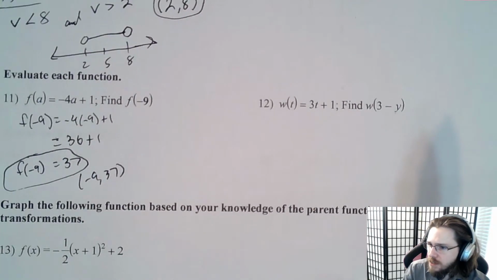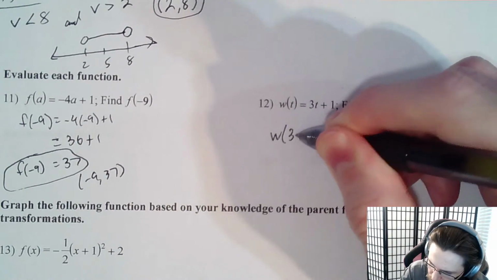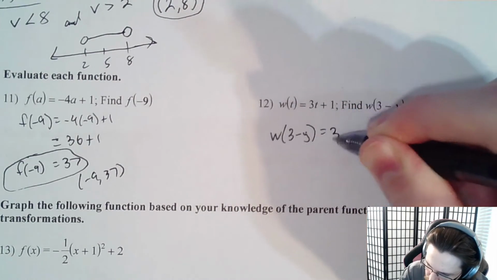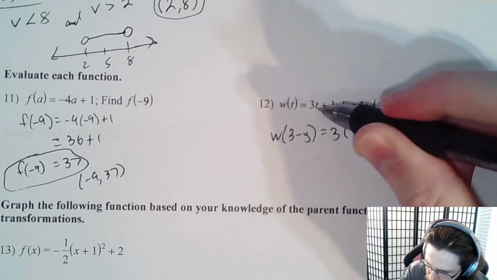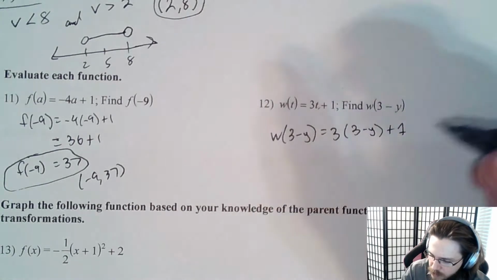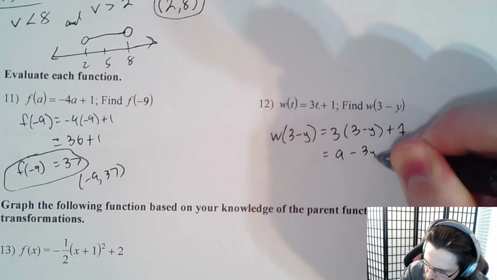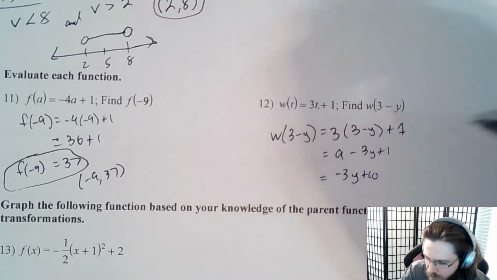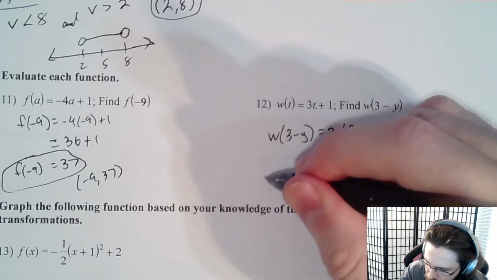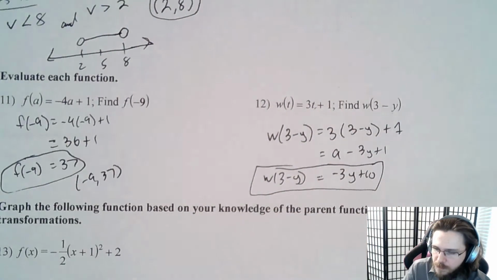Number 12, this one, w of 3 minus y. So that t is becoming a 3 minus y, which means that this t is becoming a 3 minus y. So t became 3 minus y, 3 and the 1 are the same. Simplify. 9 minus 3y plus 1, add like terms, you get -3y plus 10. You could have also done 10 minus 3y. There's no difference there. There we go. All done.